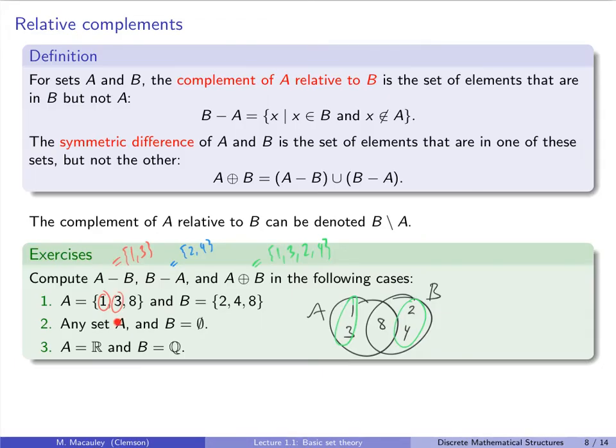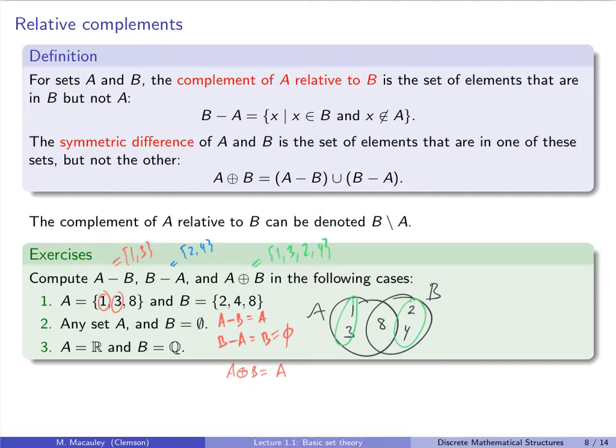Okay, next, any set A and the empty set B. If we have A and we take away B, so we are taking away nothing, then in this case, let's stick with my colors, A take away B is equal to A. Similarly, B take away A, well, B is empty, so there's nothing in it. So that has to be the empty set. And then the symmetric difference of A and B has to be A.